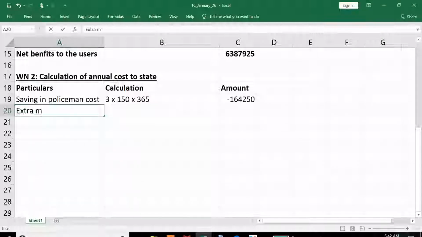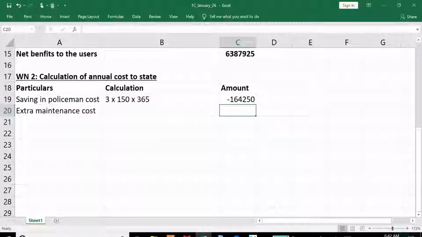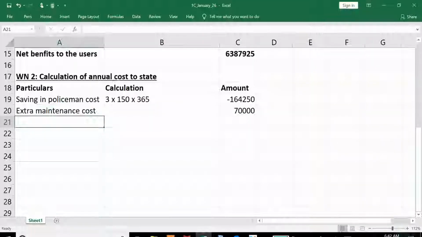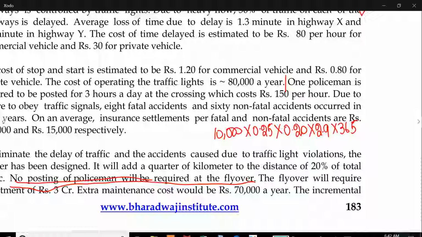Extra maintenance cost. Operation is to the user. Extra maintenance cost 70,000. They mentioned in the last line, on your page 183, extra maintenance cost would be 70,000 a year. So this is an extra cost for the state.